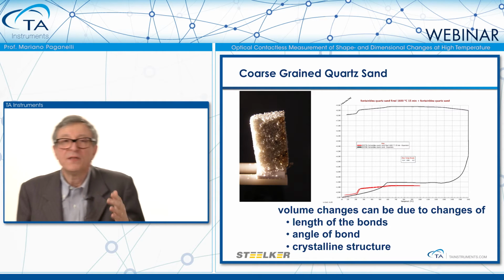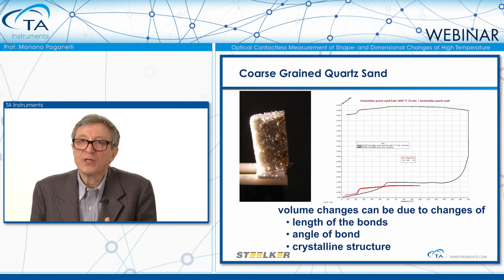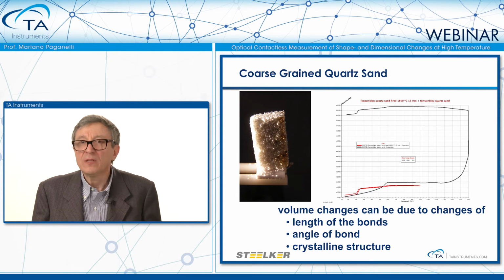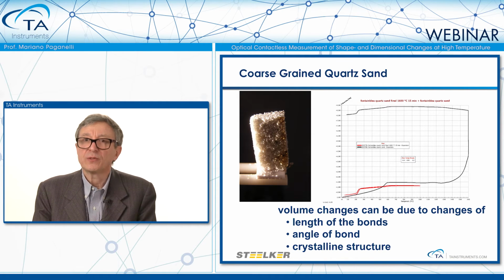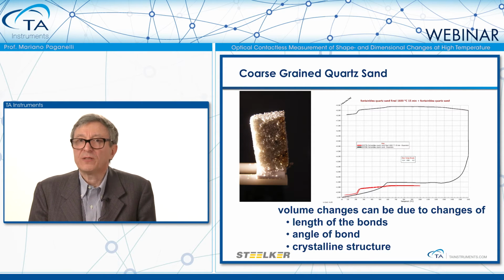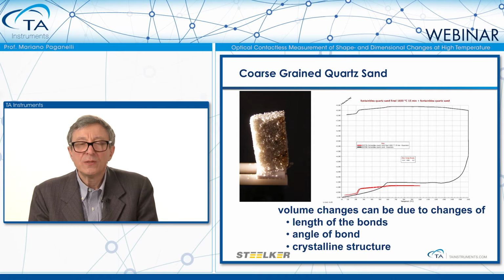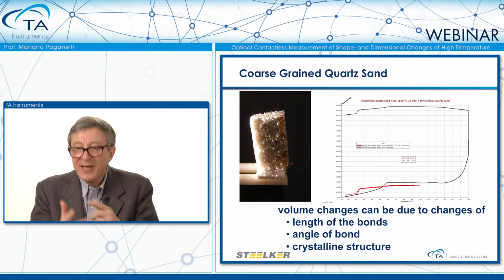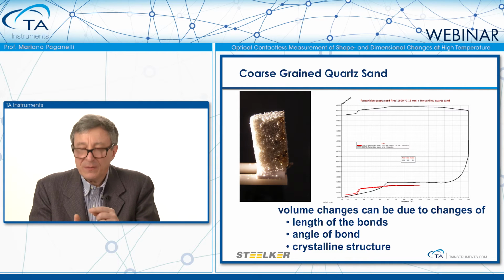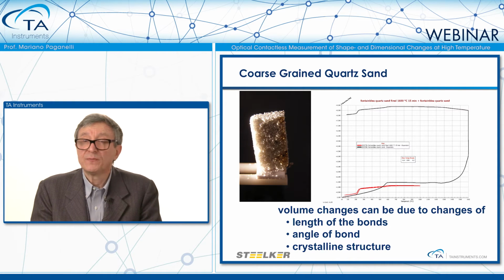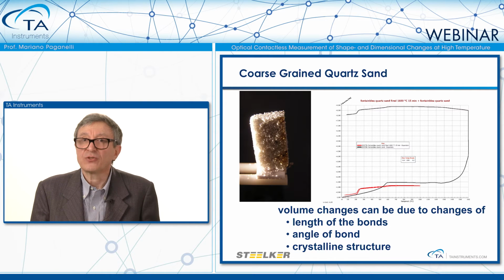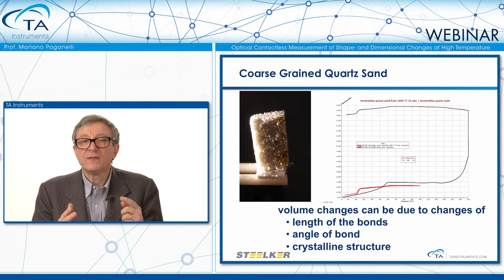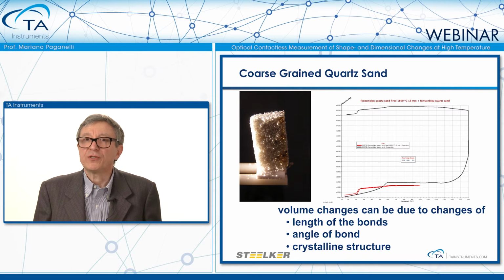This is my favorite. This is something impossible. This is measuring thermal expansion on coarse-grained, loose quartz sand. Something inconceivable. Also because nobody has ever seen what really happened at these temperatures. I mean, quartz sand is a beautiful material because it undergoes all three mechanisms of volume change. Change of the length of the chemical bonds, change of the angle of chemical bonds, and change of crystalline structure. And this graph contains all three volume changes.